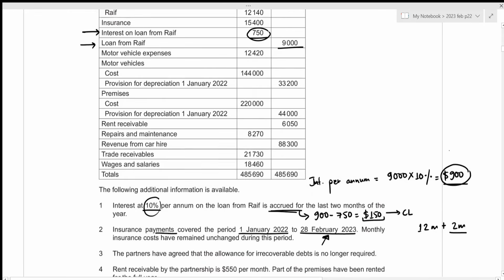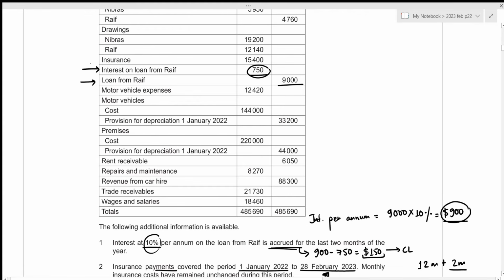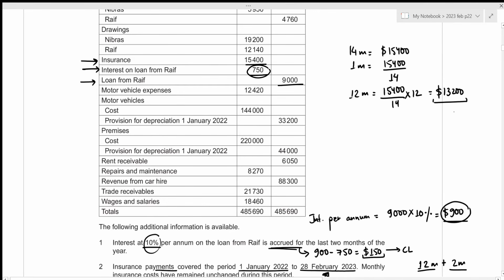So let's have a look above. We're given insurance payment right here. So that is 15,400. And this is for the 14 months, because 12 months will be for the year 2022 and the 2 months are of the year 2023. So for 14 months, we have the insurance payment of 15,400. This just means that for 1 month, our insurance payment will be 15,400 by 14. So this is just the use of simple unitary method. Now we require it for 12 months. So for 12 months, that will be 15,400 divided by 14 times 12, which results in the amount of 13,200. So this is the amount to be included in our statement of profit or loss.